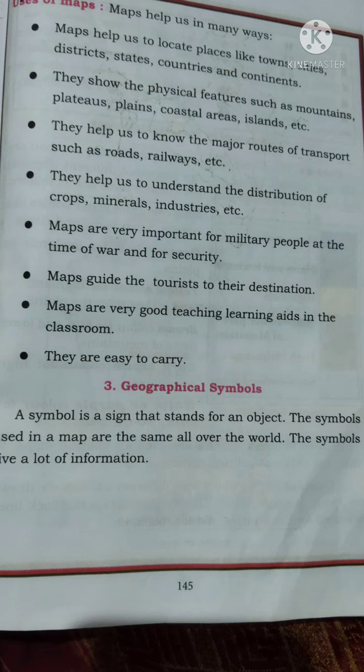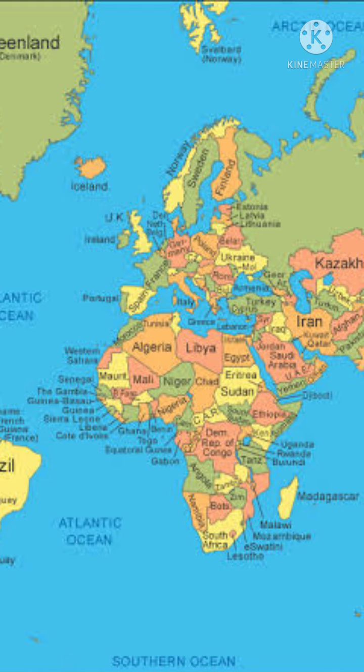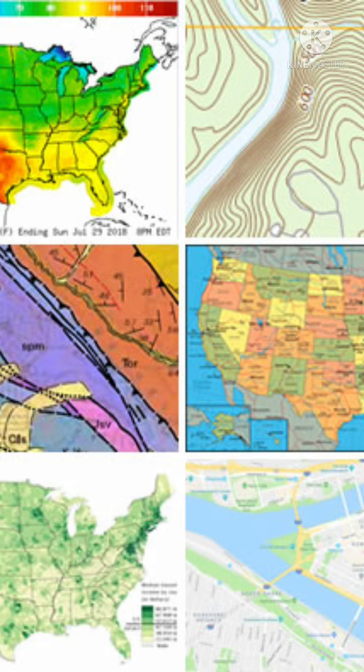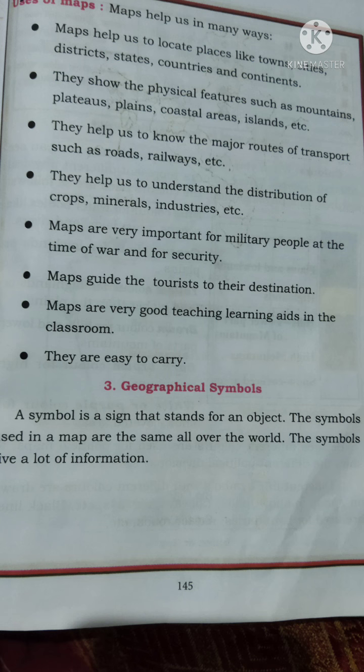So, here we will go to the uses of maps in page number 145. The maps help us to locate places like town, city, district, state, countries, and continents, isn't it? I will give you an example. See in the video, you can see different kinds of maps. Not only India, not only Karnataka, we can draw the city map, district map, state map, building map, continent map, water bodies map, political map, physical map. Like this, we can draw many types of maps, children. So this is one of the uses of the map.